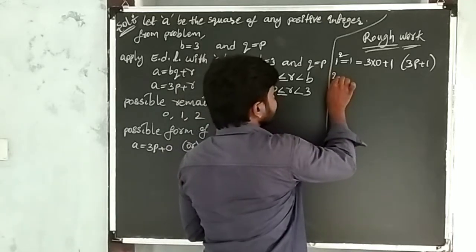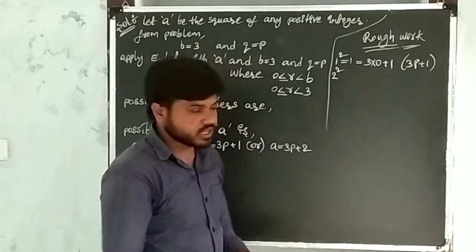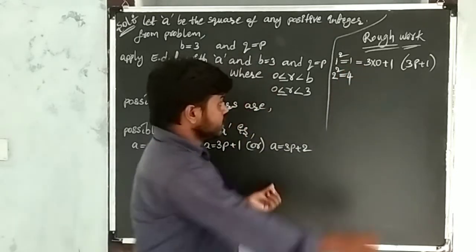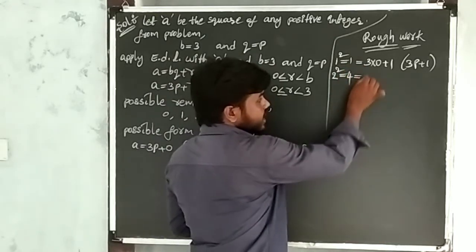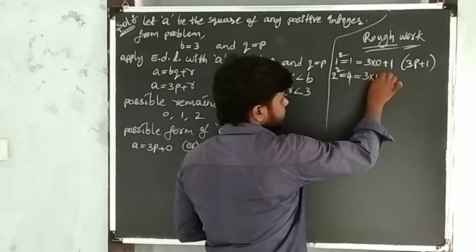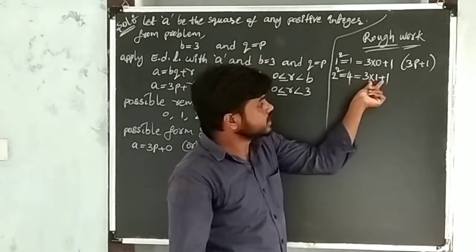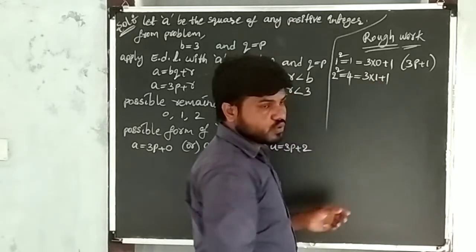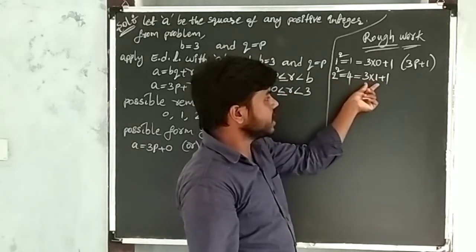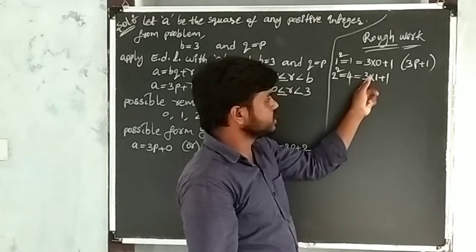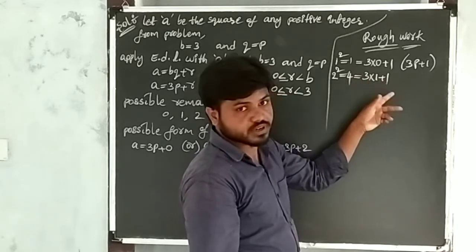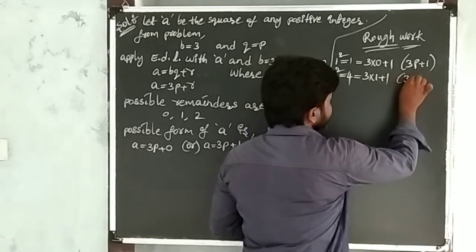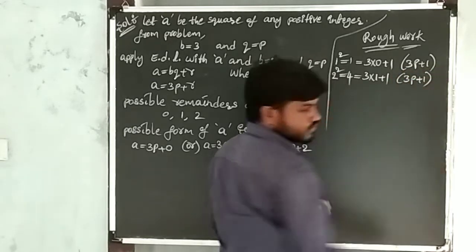Next, I am taking 2 square. 2 square value is 4. We can write this 4 as 3 into 1 plus 1. 3 into 1 is 3, 3 plus 1 is 4. See, compare this form: 3 into p plus 1. We got this 2 square in the form 3p plus 1.